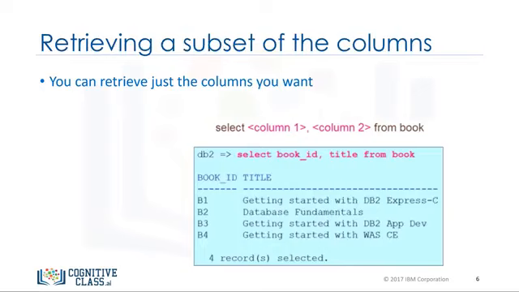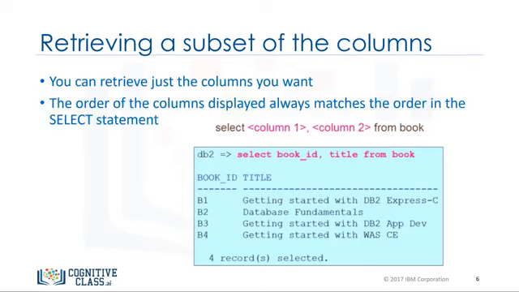If you want, you can retrieve just 2 columns from the table book, for example, book_ID and title. In this case, the select statement is select book_ID, title from book. In this case, only the 2 columns display for each of the 4 rows. Also notice that the order of the columns displayed always matches the order in the select statement.